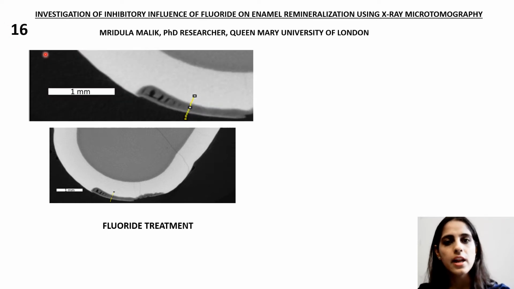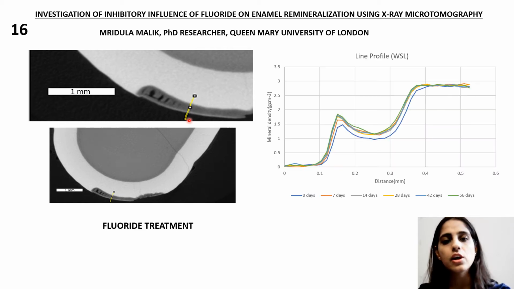The present slide shown here depicts a magnified version of the same tooth half, in which the line profile is drawn through the enamel surface and subsurface to analyze mineral density changes. The corresponding graph depicts fluorapatite layer formation at the enamel surface, which may prevent diffusion of ions from the artificial saliva into the subsurface and slows down the overall remineralization rate.